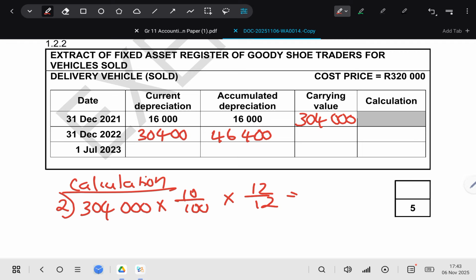Okay, guys. Now to get our carrying value, we are going to say 320,000 minus 46,400, which is our accumulated depreciation to date, which gives us 273,600. Okay, remember the calculation here. We said we got 30,400.